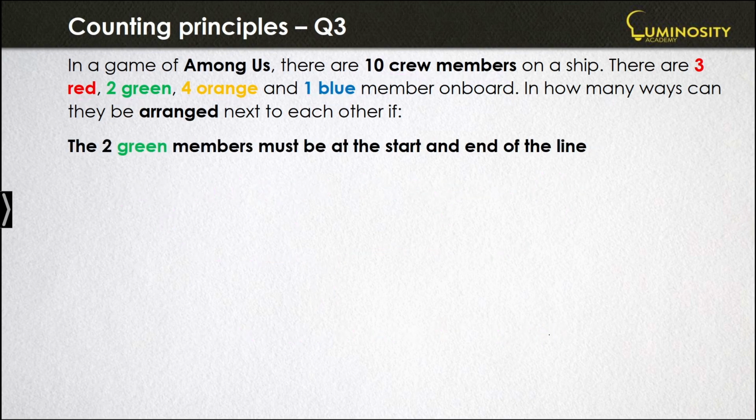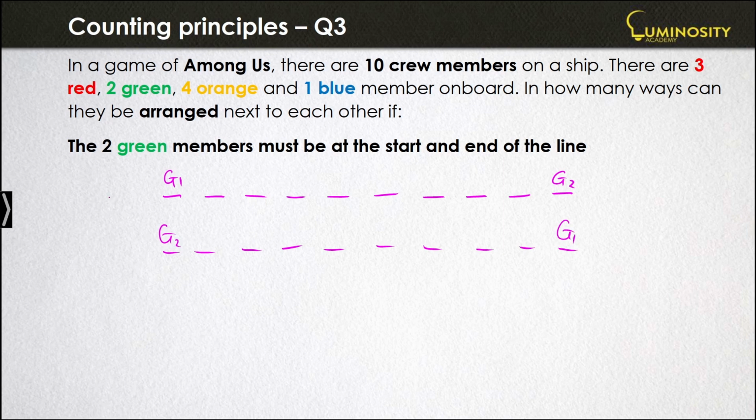What if the 2 green members must be at the start and the end of the line? Okay, so now there are 10 spaces in which those 10 members can stand next to each other, but either the first green member can stand at the start and the second green member at the end, or the second green member can stand first and the first green member can stand at the end of the line. So there are 2 possibilities here. That's the first possibility, and this is the second possibility.